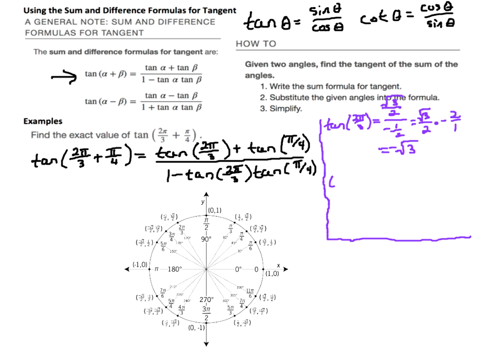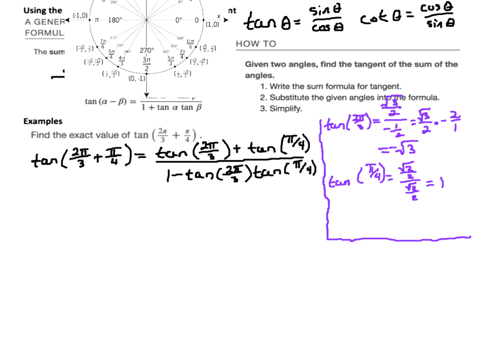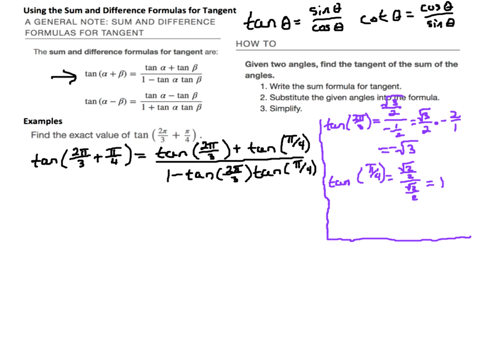All right, the tangent of pi over 4 is equal to, okay, the sine of pi over 4 is square root 2 over 2, and so is the cosine, square root 2 over 2. So that's just 1. All right, let me move my unit circle out of the way and we'll put these values in. I can probably just delete it now.